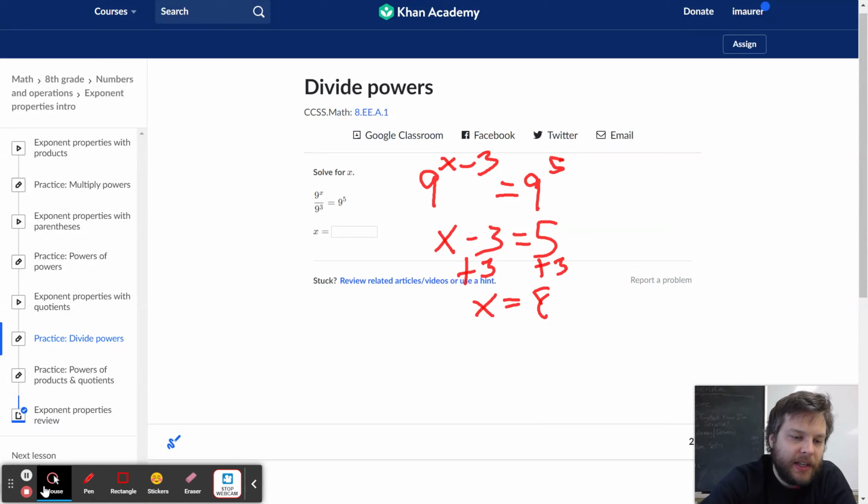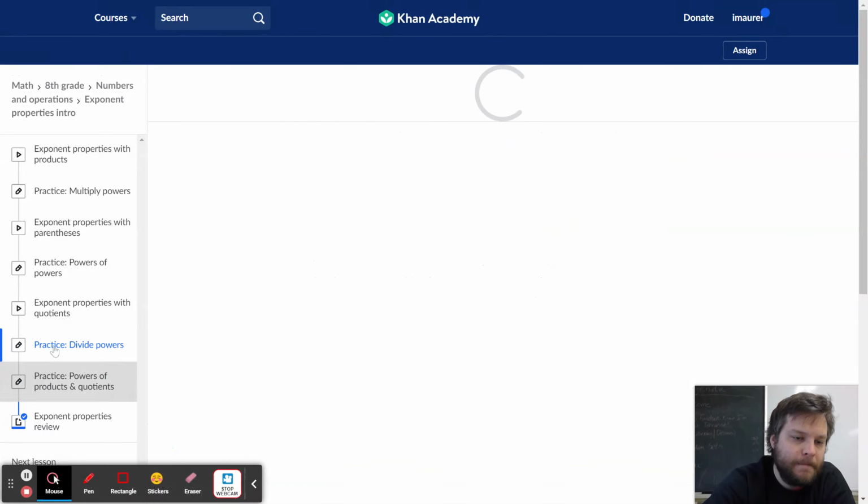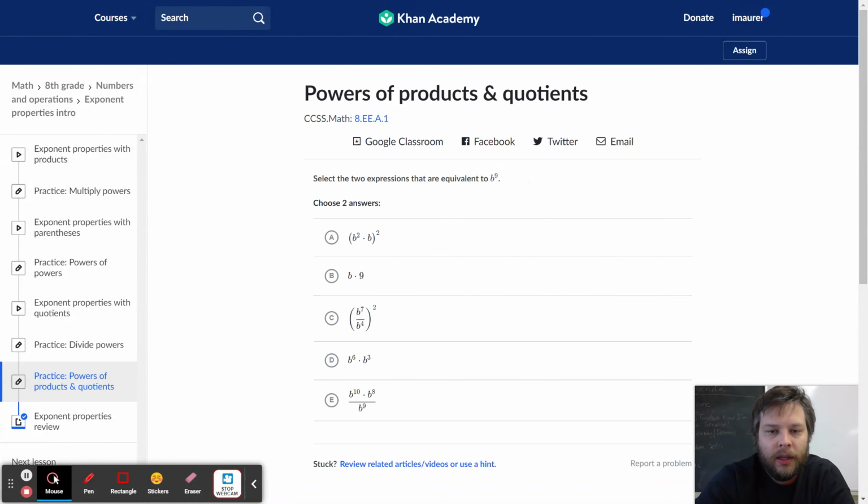Again, you can go back to Canvas for the link, or you can find the next pencil symbol over here. So now we're doing powers of products and quotients, and this just feels like the distributive property. When you have a power that is attached to a multiplication problem or a division problem, you can just bring the power to both factors inside the multiplication problem or the division problem.